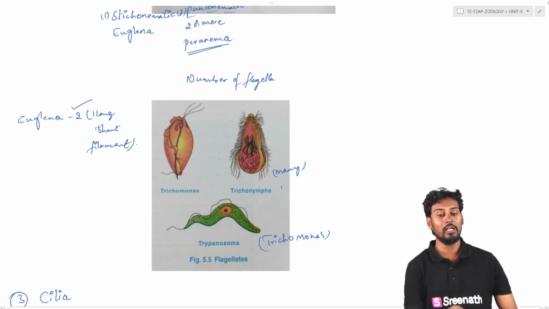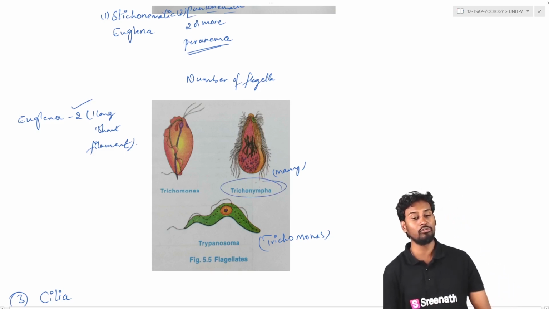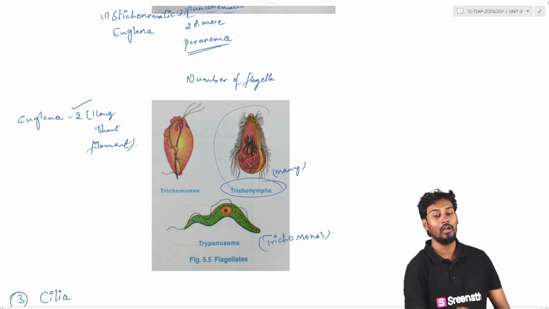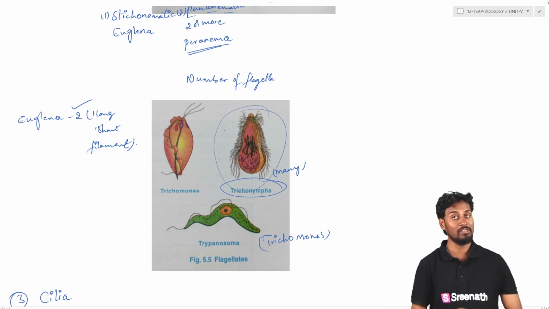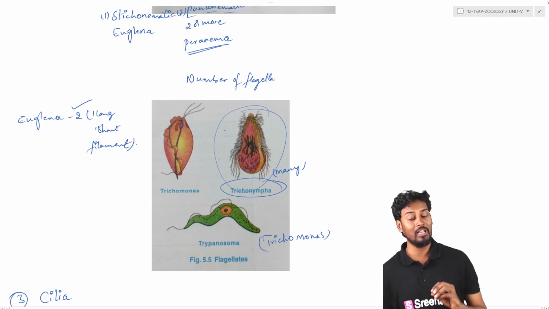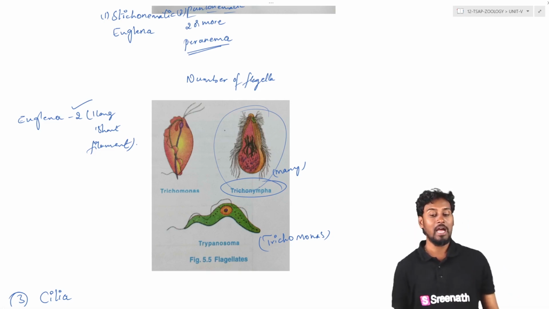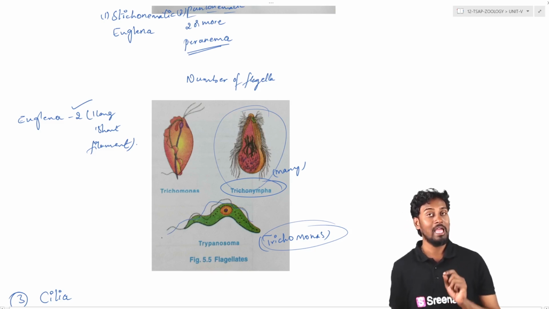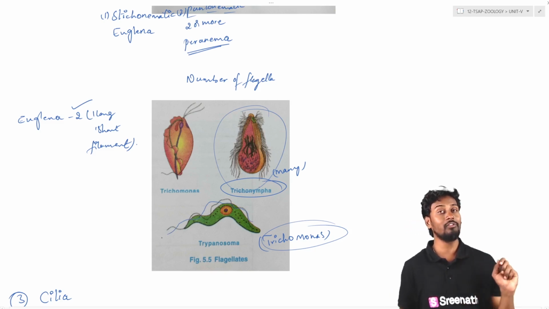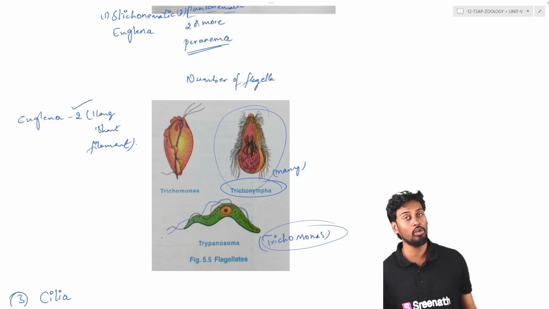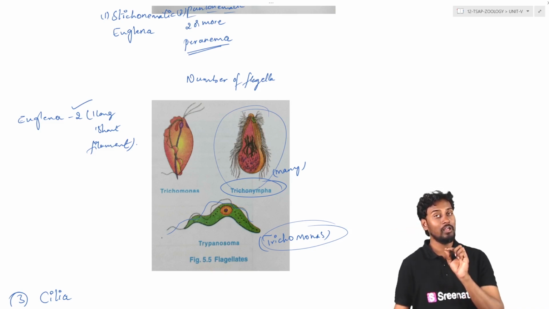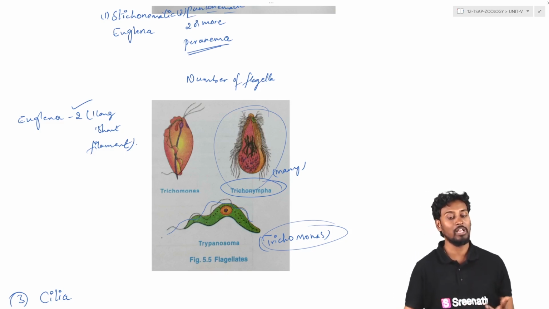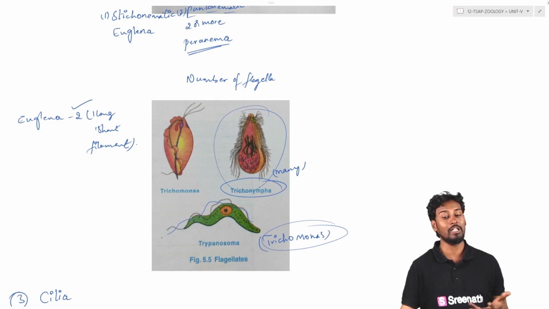Then in trichonema, we have many flagella arising from a single cell. So if many flagella arise, it is called trichonema. If only one flagellum arises from the rear part of the organism, as a very long slender single filament, we have seen this, for example, in the case of Trypanosoma, that is, Trichomonas.